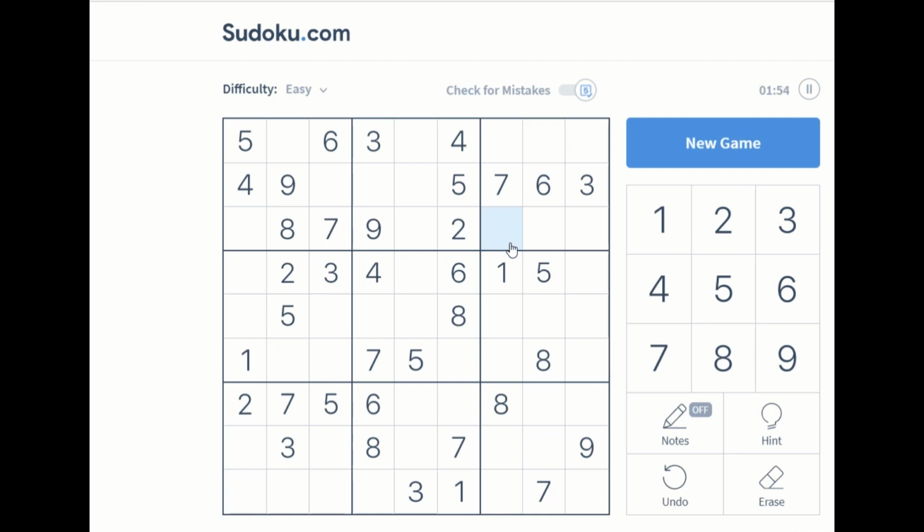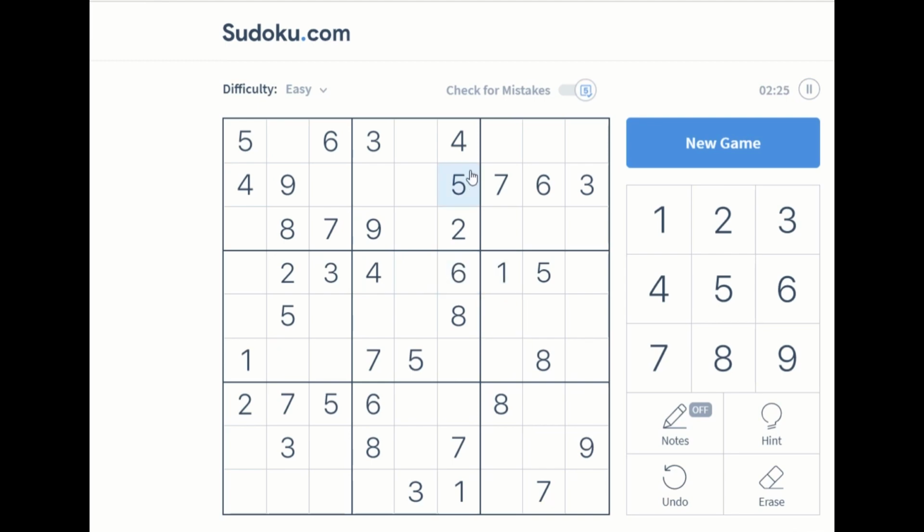Also, along with that, we need to ensure that the digits 1 to 9 are present only once in each horizontal line as well as each vertical line. So each horizontal and vertical line, as well as these 3 by 3 boxes, all need to have the digits 1 to 9 only once. This is the basic rule that we need to follow. Now let's see what logical tricks we need to apply.